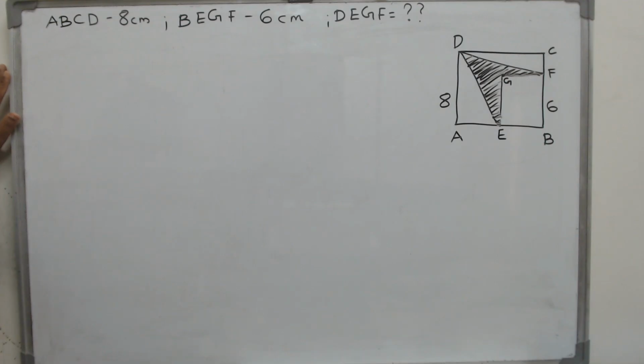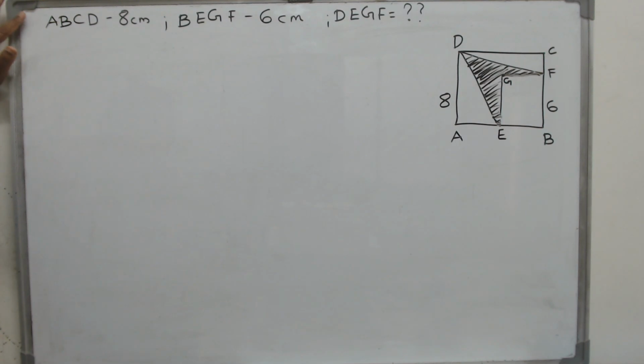Here we have two squares, a big square ABCD with sides of measure 8 centimeters, and a slightly smaller square with sides of measure 6 centimeters. What we need to find is the area of the shaded region. Now we can see that the shaded region DEGF is a quadrilateral, but it is not one that we are familiar with. So how do we solve this?